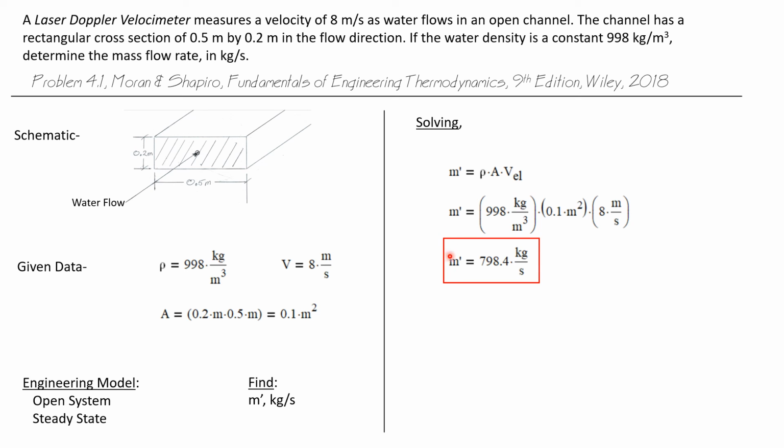Let's solve this problem. We'll use one of the simplest equations, one that you may already be familiar with: the mass flow rate is simply rho AV. It's the density of the liquid times the cross-sectional area times the velocity. We have all of these values. We know the density, we know the cross-sectional area, and we know the velocity. So we calculate that the mass flow rate is 798.4 kilograms per second.